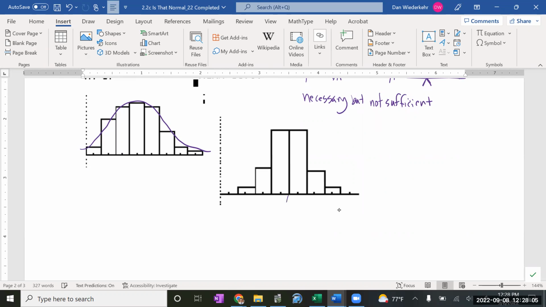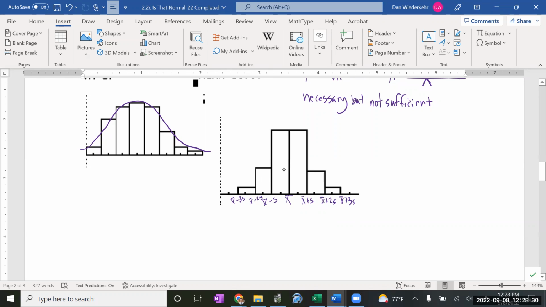This is X bar. This is 1 standard deviation above the mean, X bar plus S. This is X bar plus 2S, and same thing going the other way. So this is X bar minus S and X bar minus 2S and X bar minus 3S. And you'll notice that within 3 standard deviations, and this is X bar plus 3S, we have all of our data.